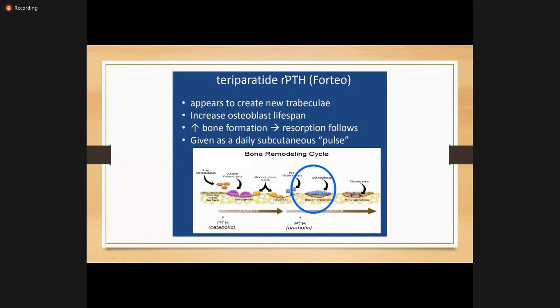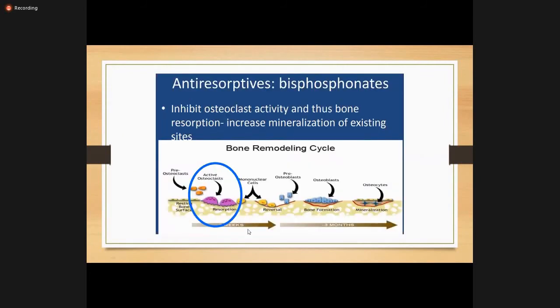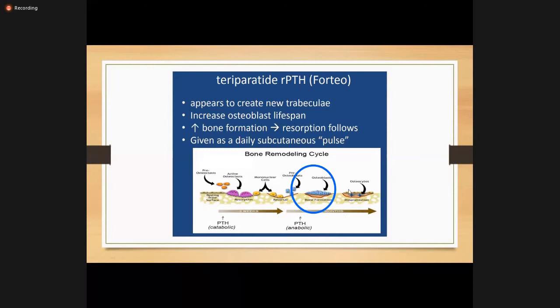Then we have teriparatide with the name of Forteo. It appears to create new trabeculae and increases osteoblastic activity. What the previous drugs were doing was inhibiting the osteoclastic activity. Your anti-resorptives or bisphosphonates inhibit resorption, while these are the anabolic drugs. They actually increase the osteoblastic activity, so there is an anabolic effect leading to bone formation. This is given as daily subcutaneous pulse doses. This is the only drawback that we have.